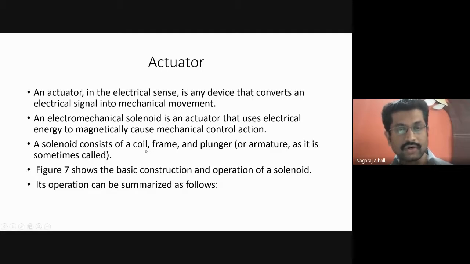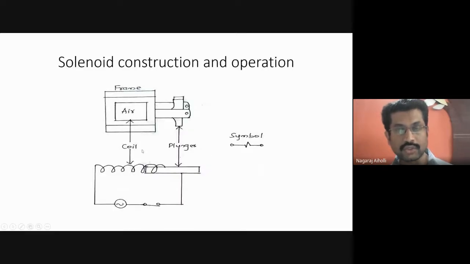The solenoid consists of a coil, frame and the plunger. We can see in the next figure the construction of the solenoid. This is the frame, the outer structure, and this is the coil. This is the plunger. Through the coil there is a plunger which is to be moved in and out of the coil in the presence of the air medium, an in and out motion of the plunger.